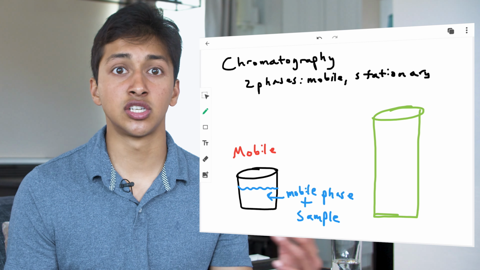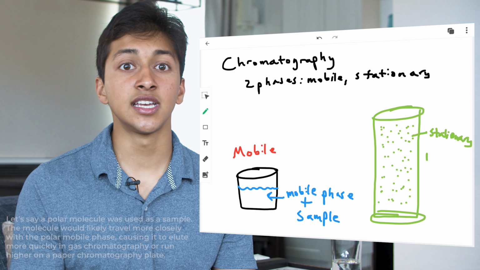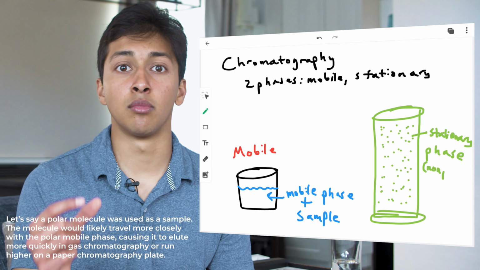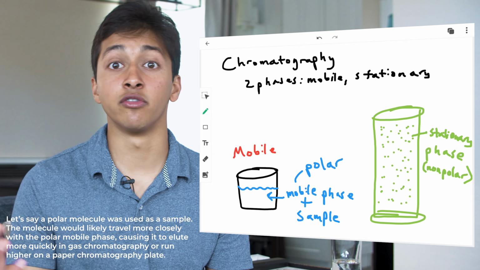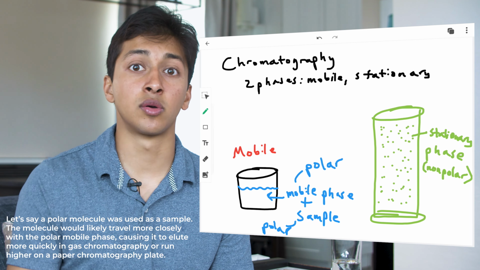For example, the stationary phase may be nonpolar, while the mobile phase is polar. Let's say a polar molecule was used as a sample. The molecule would likely travel more closely with the polar mobile phase, causing it to elute more quickly in gas chromatography, or run higher on a paper chromatography plate.